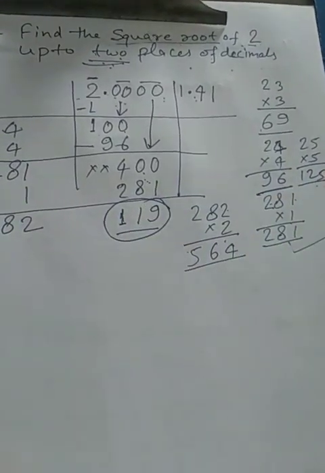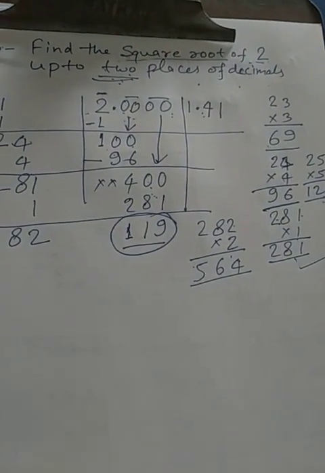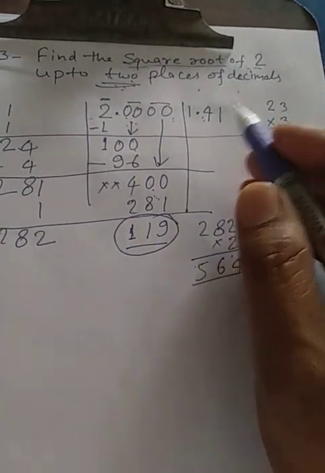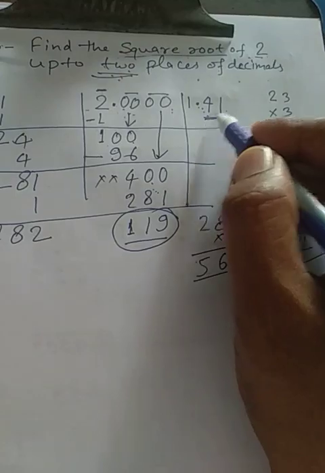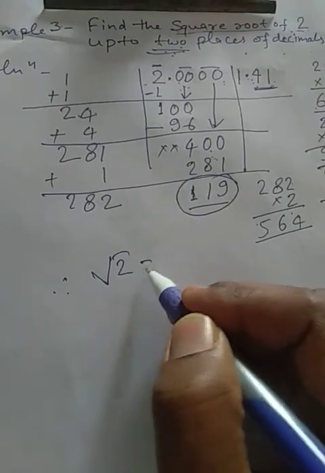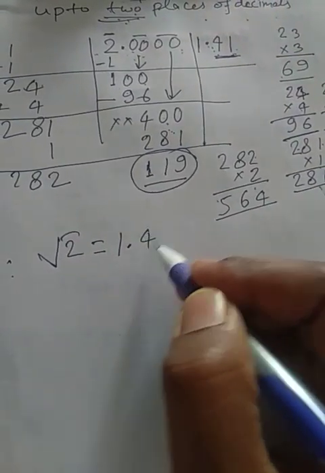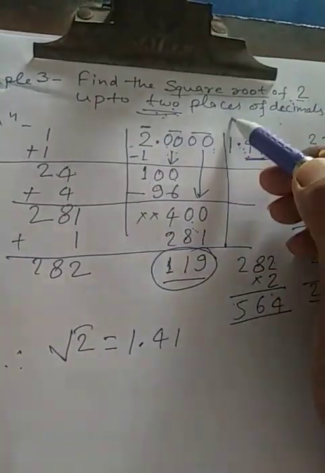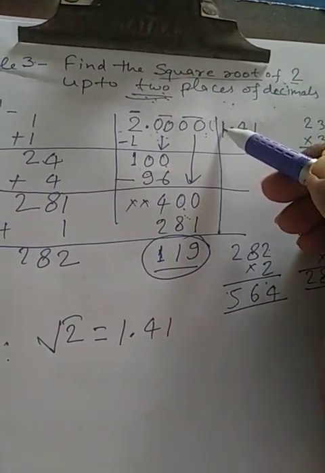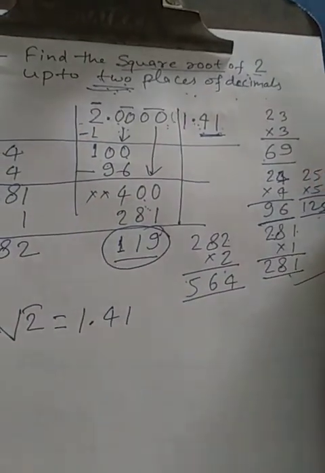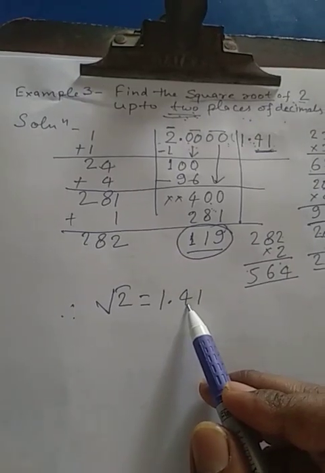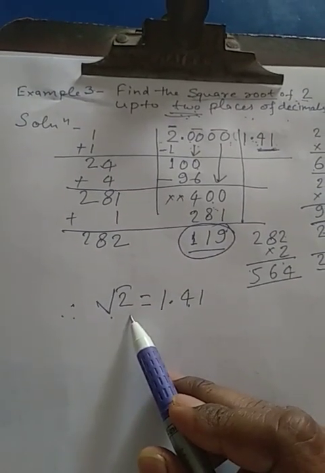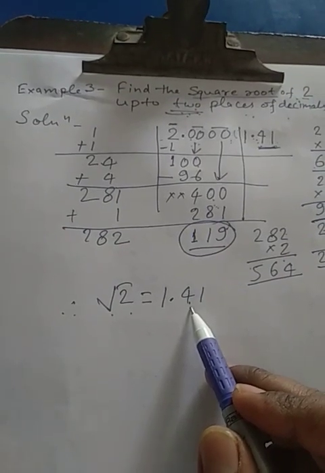Nothing else extra. We have to find the square root of 2 up to 2 places of decimal, and you can see here 2 places of decimal. After the decimal we have only 2 places, 4, 1. So we can write the square root of 2 is 1.41. If it is written 3 places of decimal, we have to put extra 2 zeros and then move onward. But we have to find the square root of 2 up to 2 places of decimal. Okay.